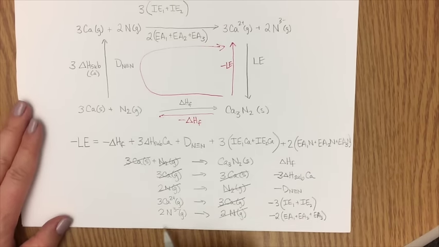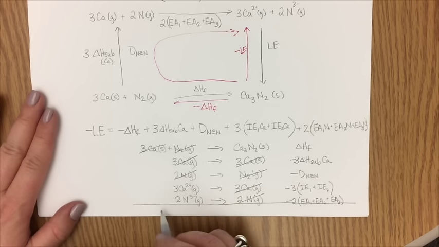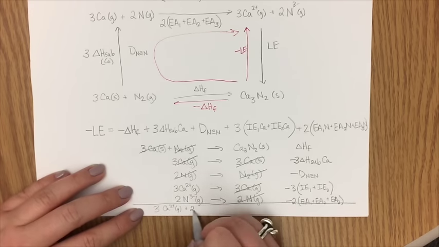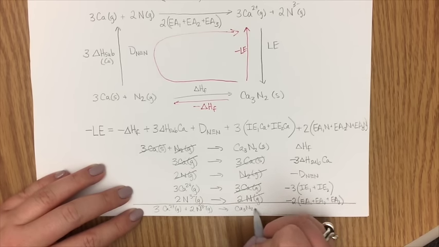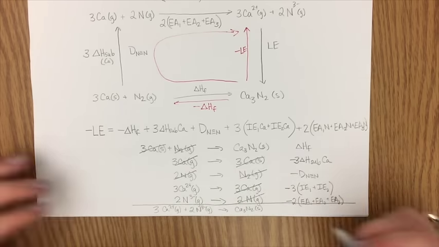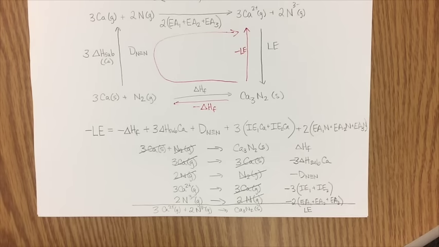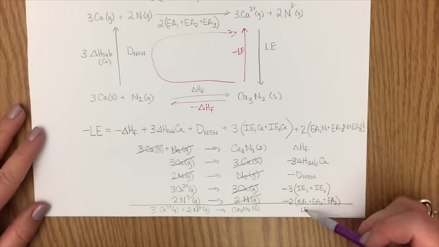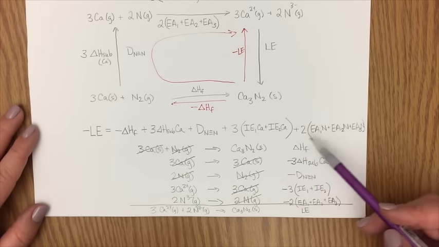And when we add up all of these things now, our overall equation, which is just barely going to fit on the bottom here, is going to be 3 Ca2+ gas plus 2 N3- gas makes Ca3N2 solid, and this is actually the lattice energy equation. That's how it's defined, as going from the gaseous ions to the solid ionic compound. And so if we added up all of these things, we would get the lattice energy. Notice this is exactly the same as what we have written here, except all the signs are opposite.